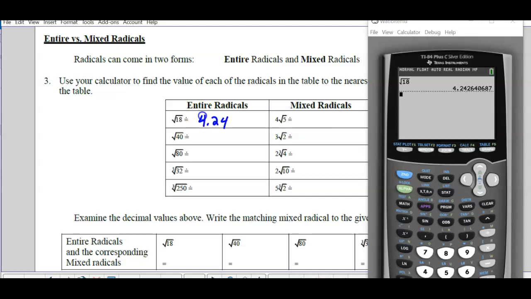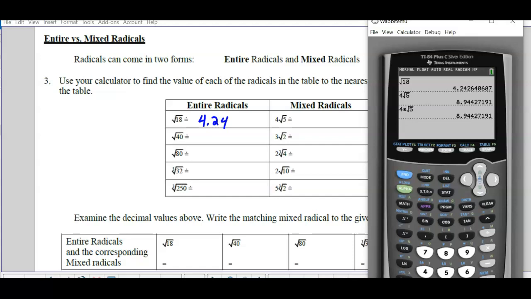With a mixed radical, that really means multiplication. So in the graphing calculator, you can go 4 square root 5, okay? You can cursor out. Or you can go 4 times square root 5. It means the same thing, okay? So check your calculator. Do 4 root 5, do you get the same?